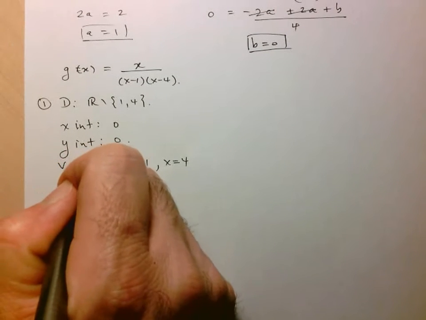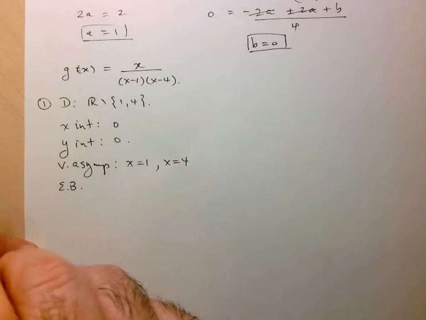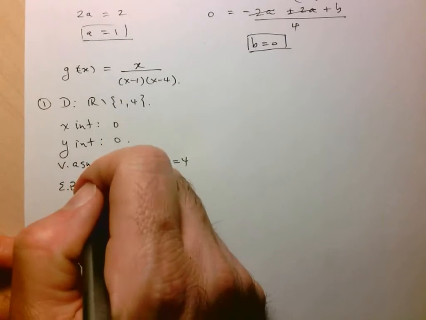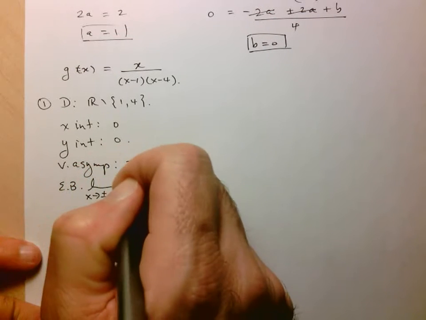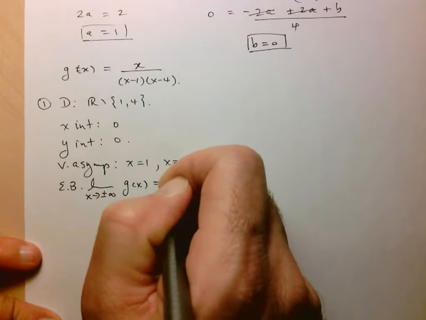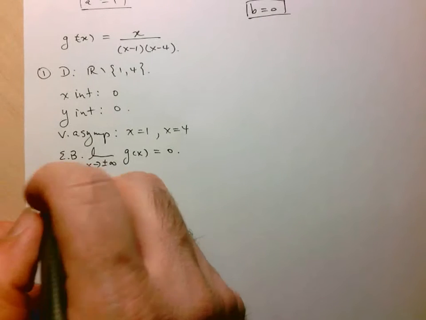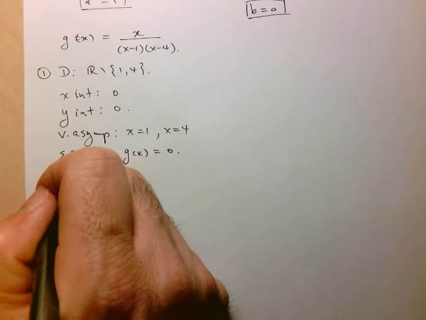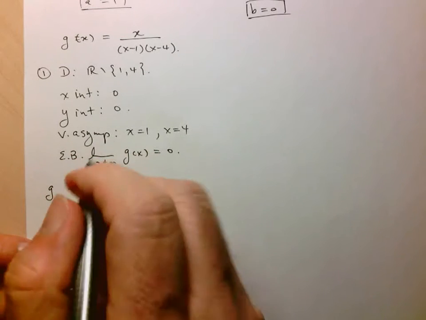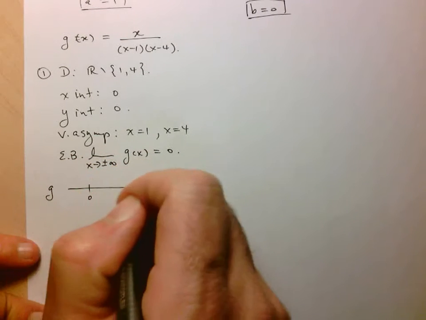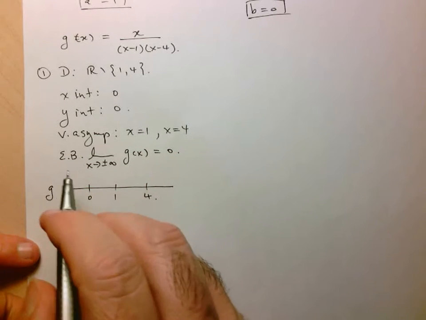Our end behavior, well, here, since the numerator has degree 1 and the denominator has degree 2, we know that this has to approach 0. So the limit as x approaches positive or negative infinity is going to be equal to 0. So there's our horizontal asymptote. And I suppose the last thing we can figure out here is what is the sign of the function. So here, function can change sign at its x-intercept or at its vertical asymptotes.